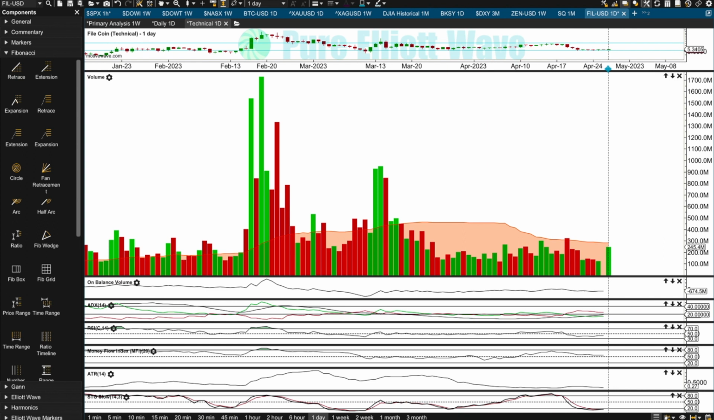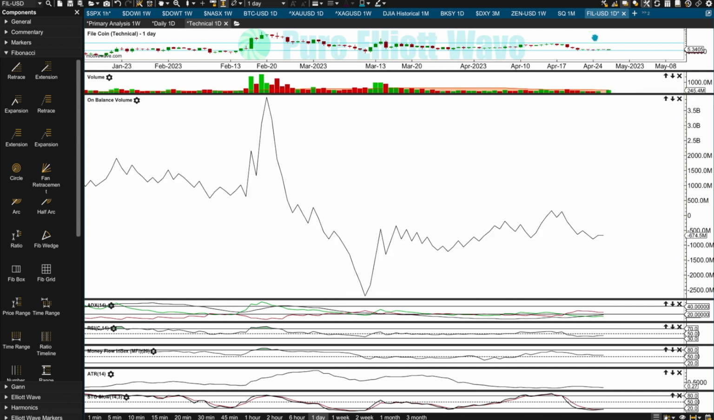Now, the last completed session, or the current session, 27th of April, so far is green and does have push from volume. So let's expect for the short term a little bit more of an upward push. On balance volume would have no new range. I'm not going to draw a range here, no new signal.